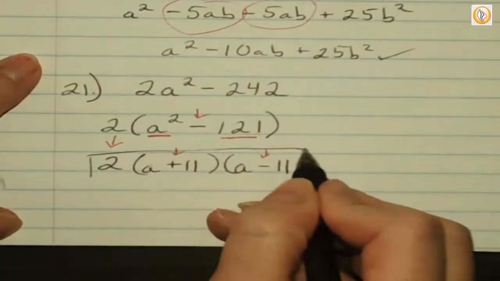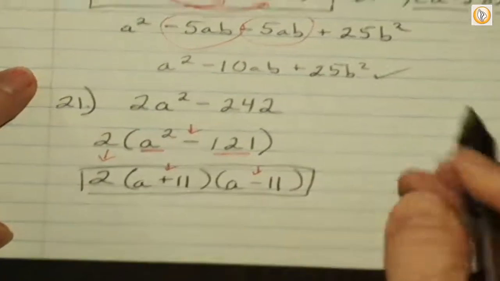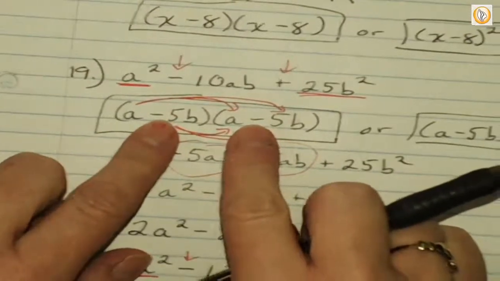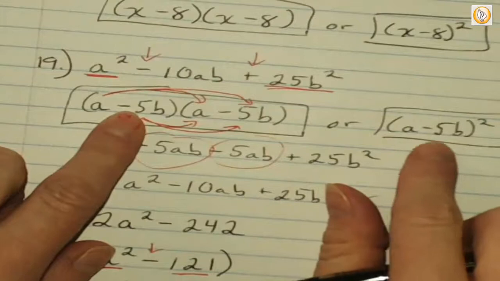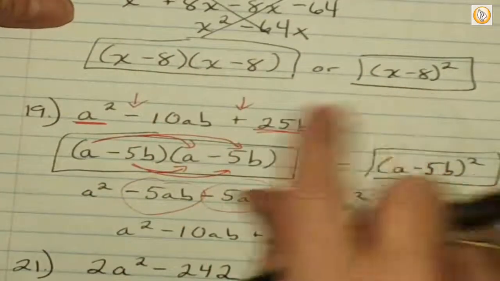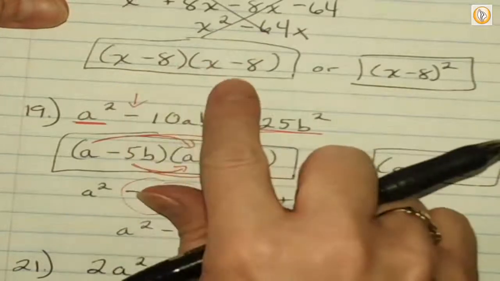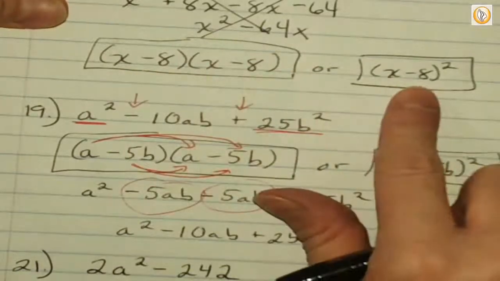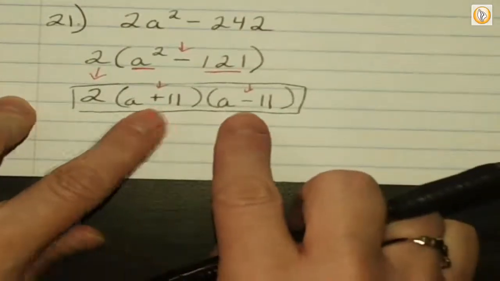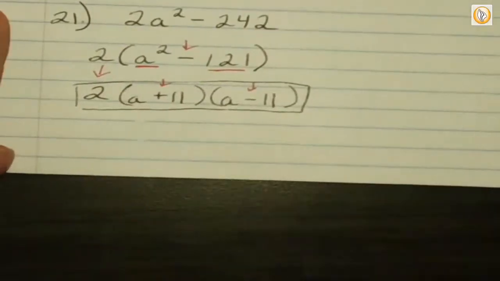Let me show you. Oh, that's when we have one negative and one adding? See, if they're both the same sign, then you can write it like this. If it was x plus 8 times x plus 8, then this would be x plus 8 squared. But in this case, we have a plus and a minus, so this is your answer.